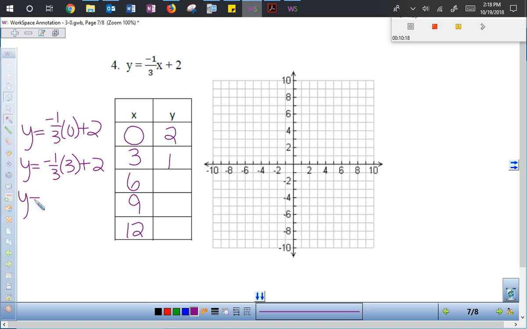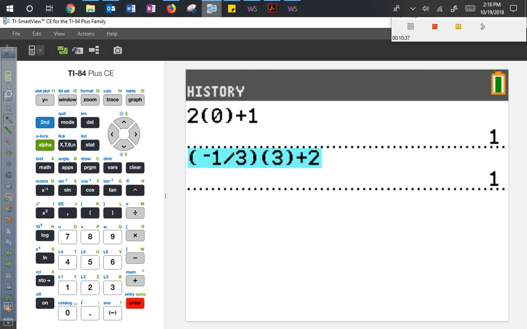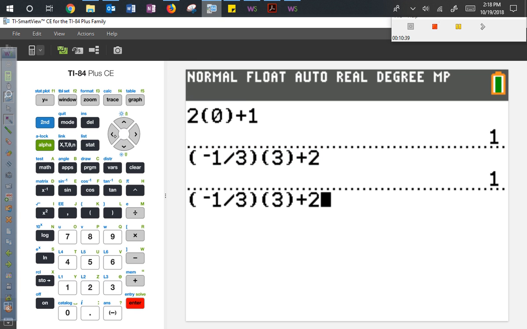Next, I want to substitute in 6, so negative 1/3 times 6 plus 2. Well, in my calculator, notice I have that equation already. I just want to reuse that equation. So some calculators you can just push the up arrow and go back in and edit it. So I highlighted it, and I'm going to hit enter to bring it back down, and I'm going to hit the left arrow until I get to that 3, and I'm going to change it to a 6 and hit enter, and I get a result of 0.